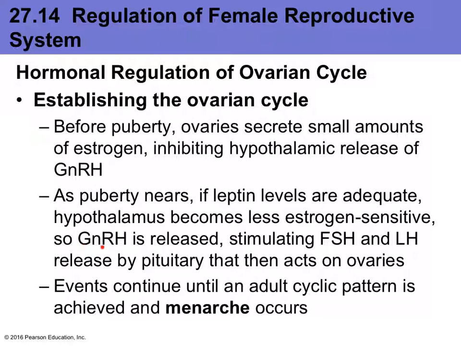So basically, the rising leptin levels is going to counteract this inhibition of the hypothalamus. Now GnRH is going to get released, and that's going to stimulate the release of follicle-stimulating hormone and luteinizing hormone from the anterior pituitary. So the inhibition of the hypothalamus is relieved, and the gonadotropins, LH and FSH, are released, and their levels will continue to rise for several years until the basic pattern has been established, and that brings about the first menstruation, known as menarche.